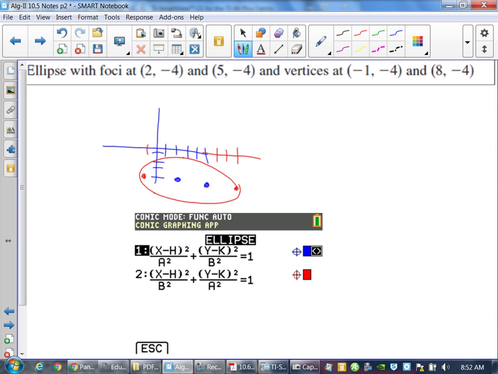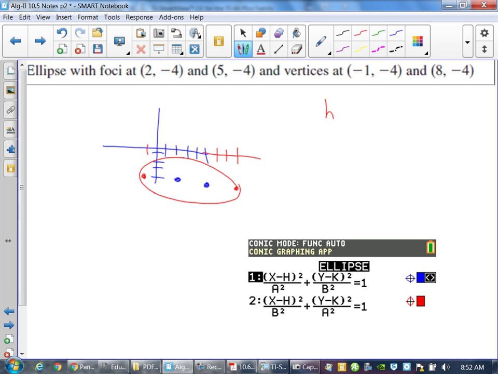Now, what we need to do is identify where the center is. I bet you could figure out what the y value is at the center. It's at -4, so we start with our h and k, our center. We know it's got to be at -4, but it's also the halfway point of the foci, and the halfway point of the vertices. That's all it is. It's just the midpoint. What's 2 + 5? What's half of that? There it is.